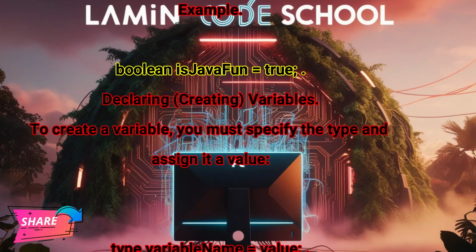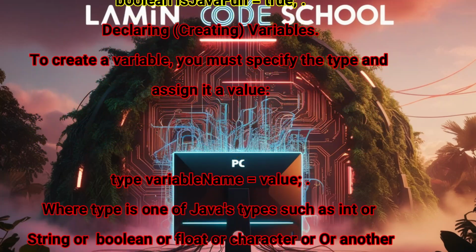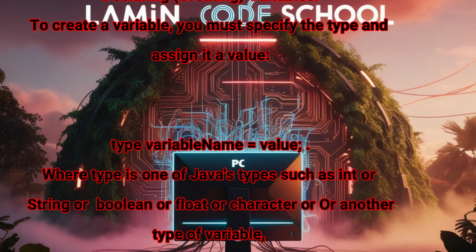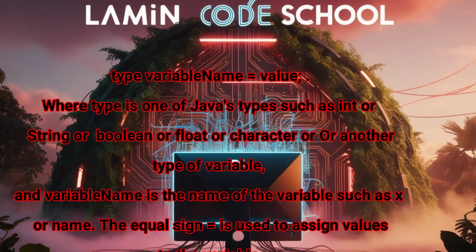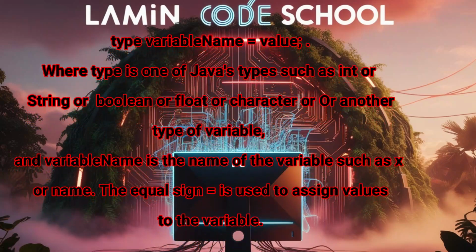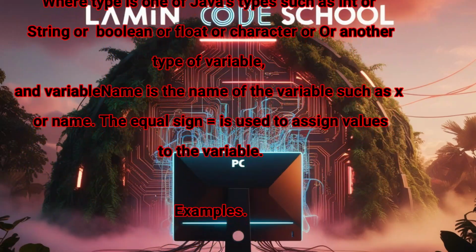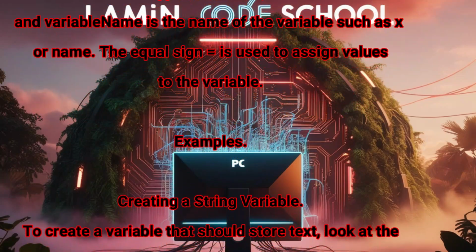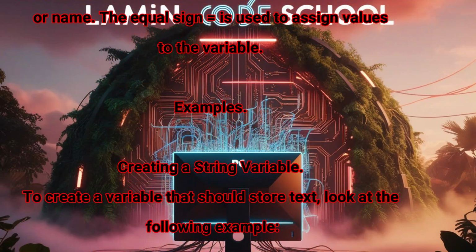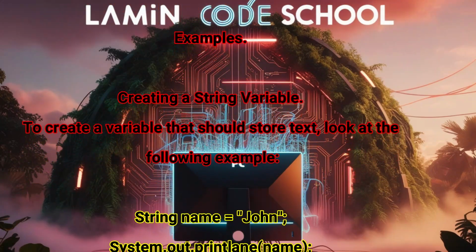Declaring, creating variables. To create a variable, you must specify the type and assign it a value. Type variableName = value, where type is one of Java's types, such as int or String or boolean or float or char, and variableName is the name of the variable, such as x or name. The equal sign is used to assign values to the variable.